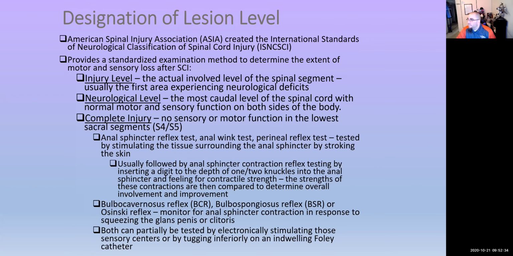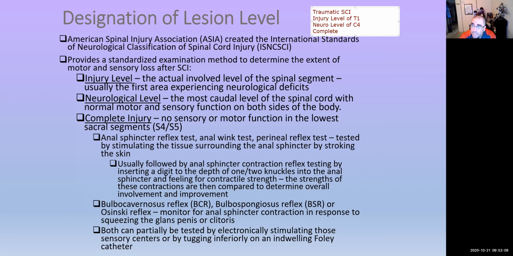So we're going to have a patient that's going to come in. Let's go dark red. It'll say that they are a traumatic SCI with an injury level T1, a neuro level of C4, and say that they're a complete.